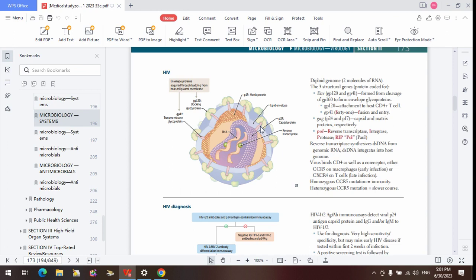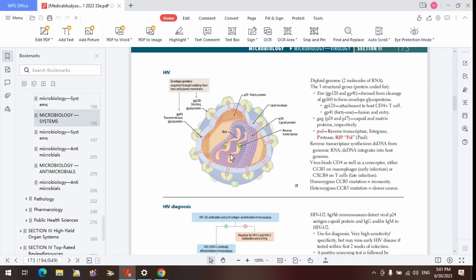So let's take it again. The 3 structural proteins. Number 1, the envelope, which is the outermost one, ENV: glycoproteins GP120 and GP41. The gag is for the coating after the envelope: P24 and P17. Then the enzymes, which is the pol: reverse transcriptase, integrase, and protease enzyme.